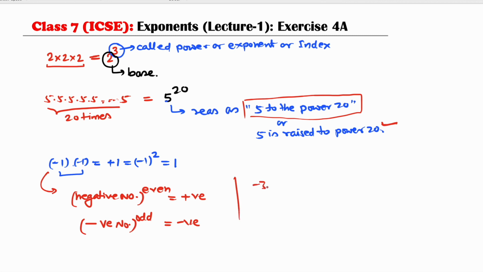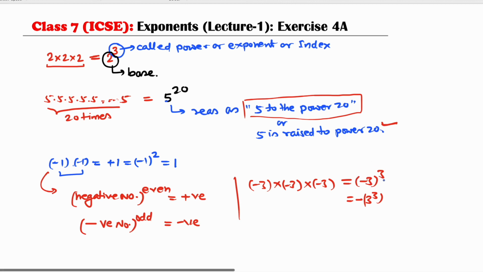Suppose we have written -3 into -3 into -3. Then what do we get? We get -3 to the power 3, and 3 is an odd number, so its answer will be minus times 3 to the power 3. We take the minus sign outside. If the power is odd, then take the minus sign outside like this. So what will be the value? -27. So this is the way of representing the powers or exponents.